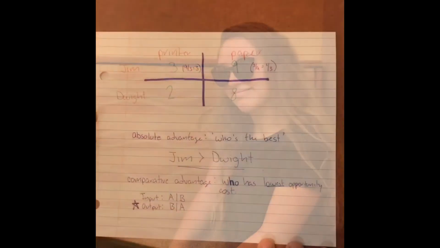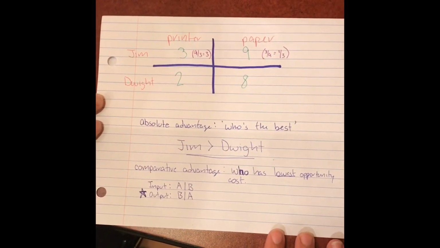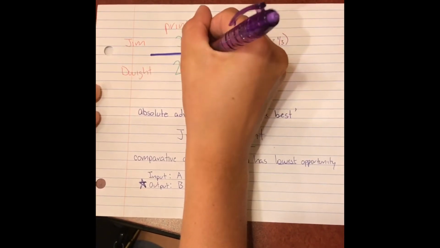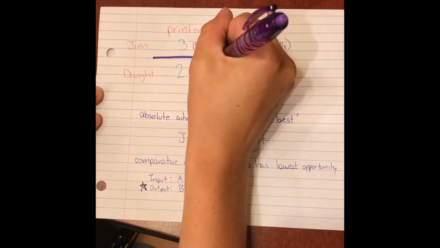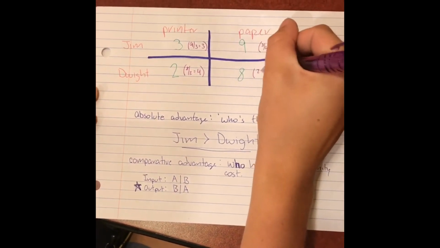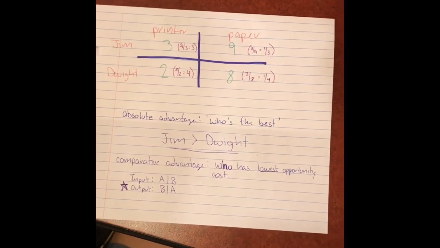So, have you figured it out yet? Let's check your work. The opportunity cost for the sale of printers is 8 over 2, or 4 units of paper. The opportunity cost for the sale of units of paper is 2 over 8, or 1/4 a printer. How do you do? Did you earn a Dundie?